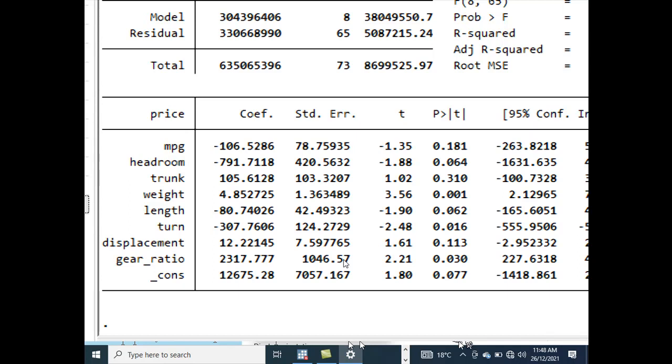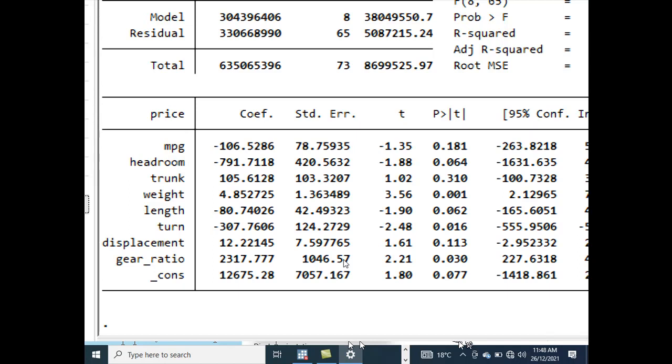This T ratio with associated p-value, again using the same p-value rule, will tell you whether the effect is significant or not. So any p-value here which is less than 0.05 would mean that the null hypothesis of the corresponding variable is rejected. The null hypothesis of no effect is rejected. And you will conclude that there is a significant effect of that x variable on the price of a car, right?